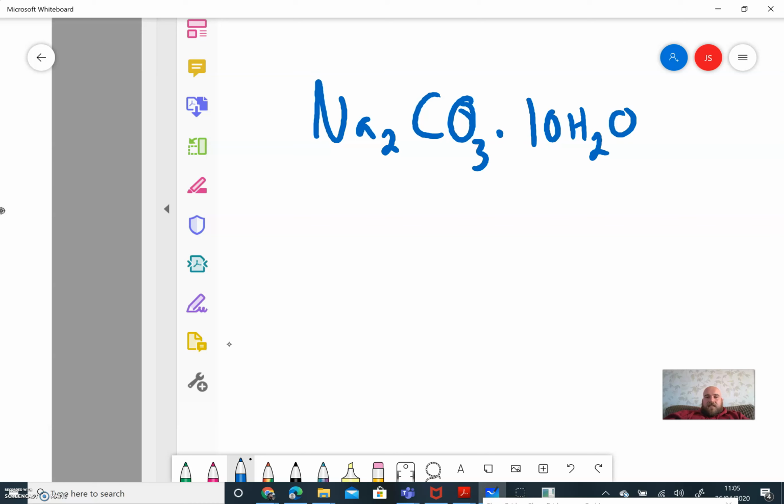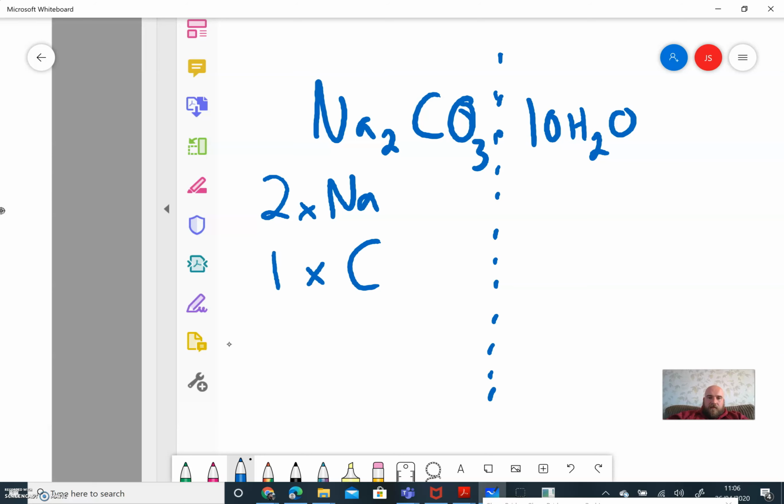You write down a list of all the different atoms you've got, but you can see there's this little full stop here in the middle of the compound. Now that just lets you know that this water over here is still part of the overall compound. So in the actual structure, for every one of these that you've got, 10 water molecules. So what I'm going to do is I'm just going to work out these separate. Yep. So let's have a go then. So we've got 2 lots of Na. We've got 1 C. And we've got 3 O's.